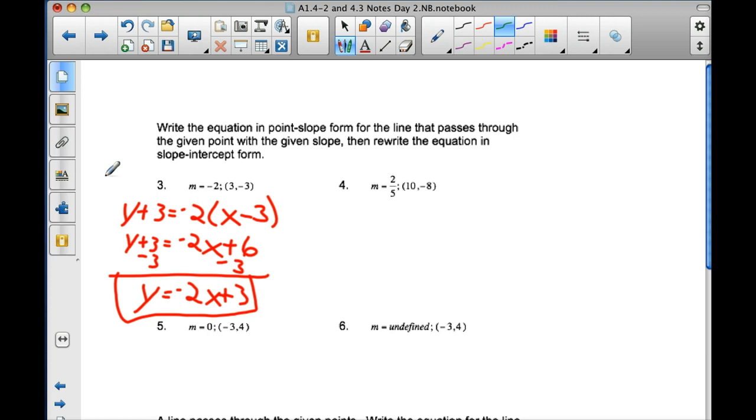There is no way, guys, to get the answer in slope-intercept form from the slope and a point right off the bat. You have to go through point-slope form to get there. That is a great question, Blake. Everybody try the next one on your own. Go.